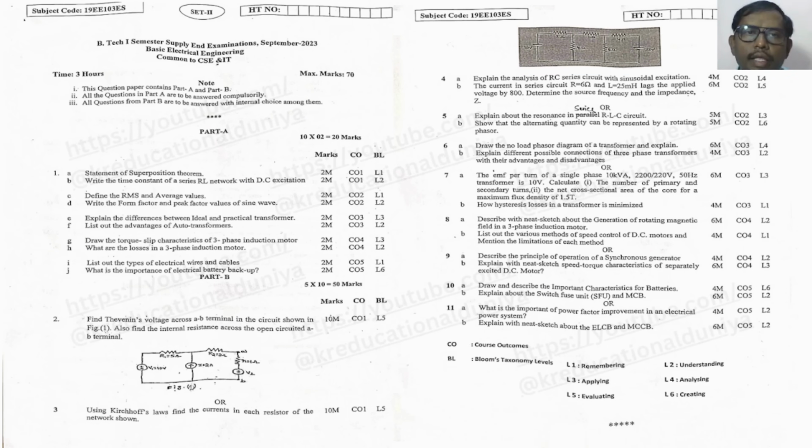We are going to see another question paper, BTech first semester supply examinations, September 2023. Basic electrical engineering. So the electrical related problems for basic electrical and electronics engineering and basic electrical engineering, both are same, BEEE and BEE. Both electrical problems will be same. So here if you observe carefully, 7A we are having a problem. Okay, we will see that transformer problem.